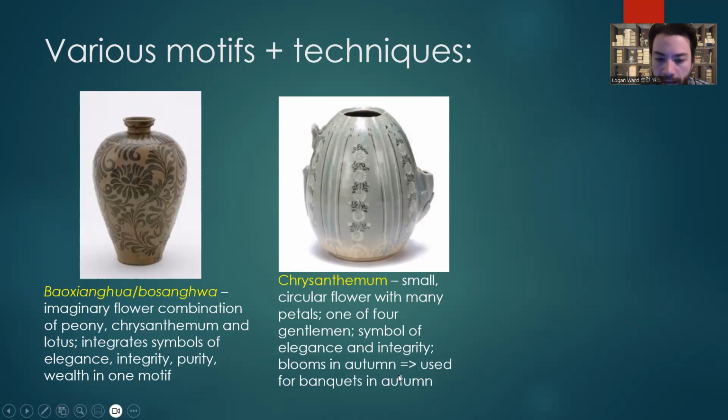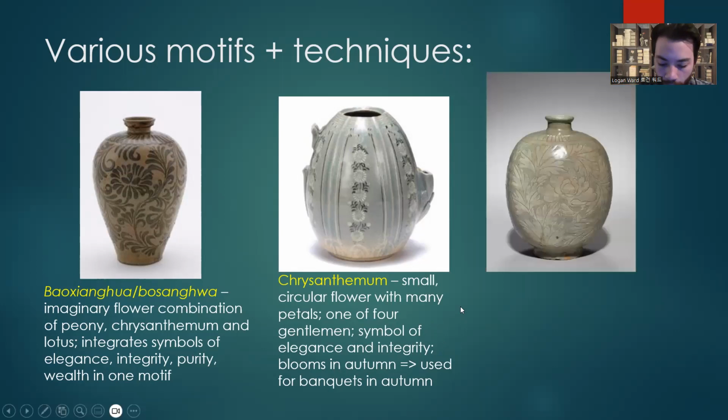So they're associated with that time period. So harvest, right? Also elegance and integrity, I guess. You'll see a lot of these symbolisms are very vague. I think it's because people can't agree on what they're supposed to be. And then this last one is the peony.